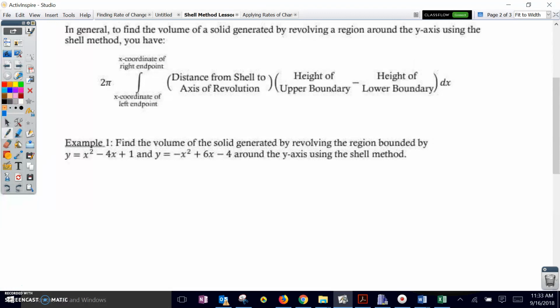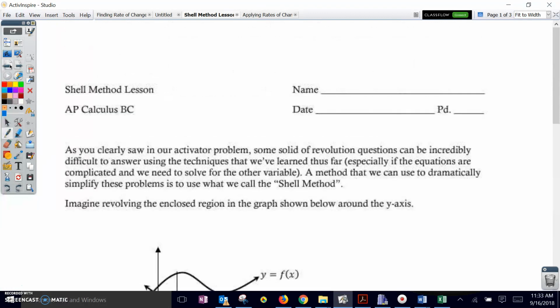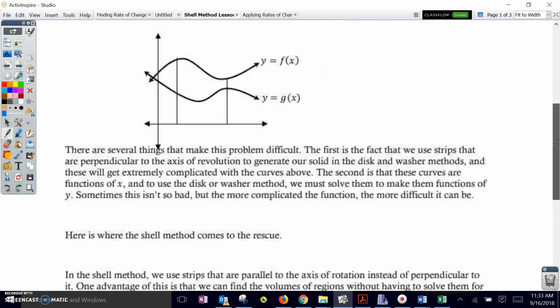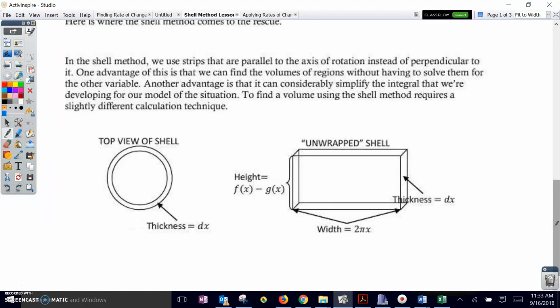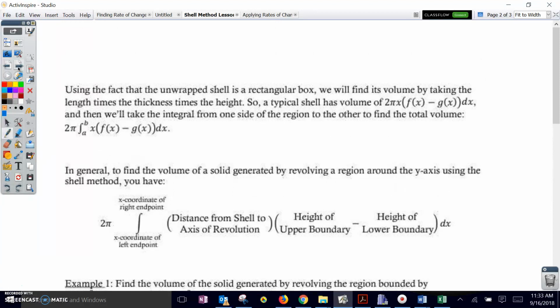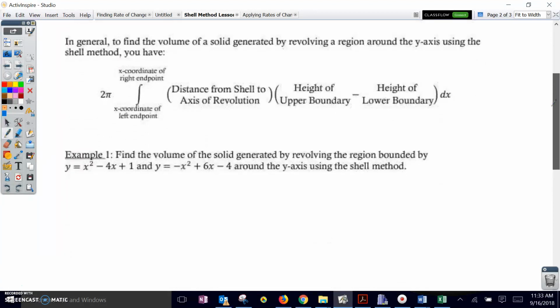There's about a page to a page and a half of information about the development of the shell method in this lesson that you can go ahead and read through at your leisure. We talk about where the shell method comes from and how we develop the general formula.